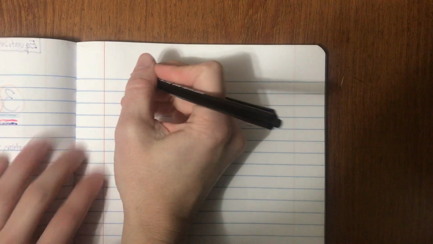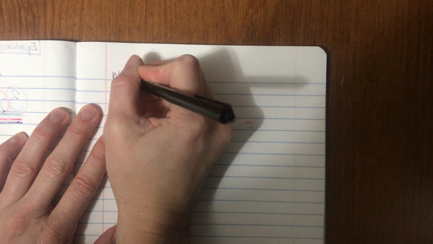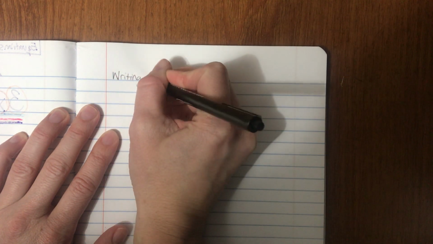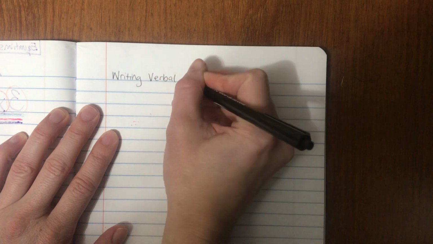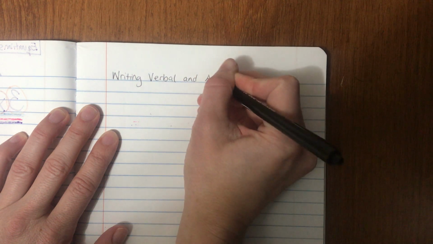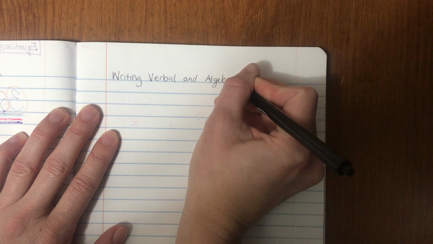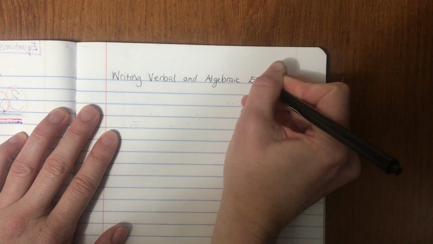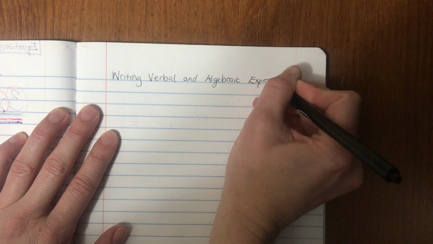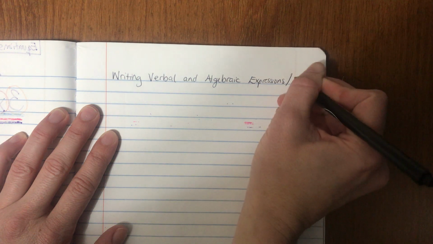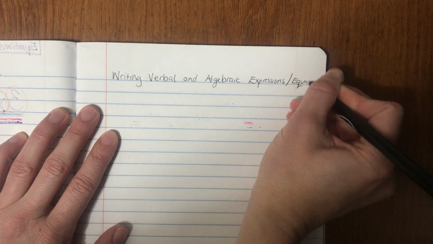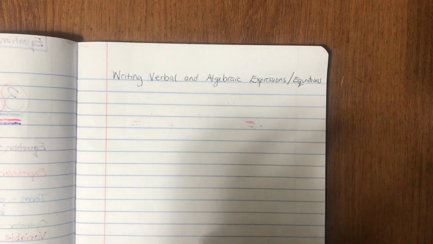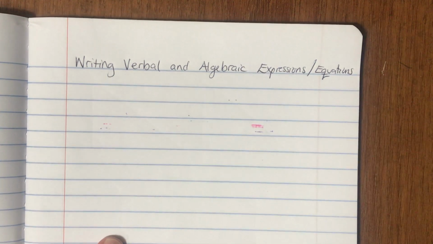Today we're going to look at a different set of, you could quote unquote call it, vocabulary words. Today our topic, this is kind of a long title, is writing verbal and algebraic expressions and equations. So that for me fit pretty much the entire title line.